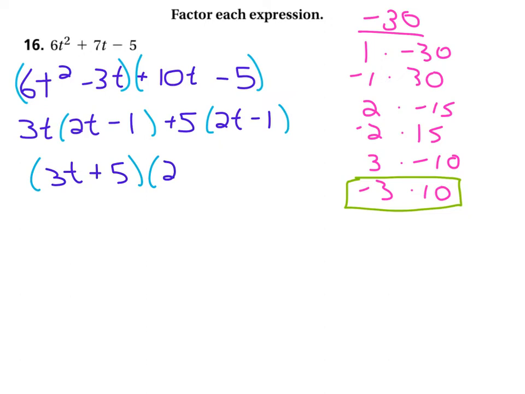and 2t minus 1. And I'm telling you now, you should be foiling them back together to be sure that you're getting back to the original trinomial that they gave you. Okay? But that's your answer.